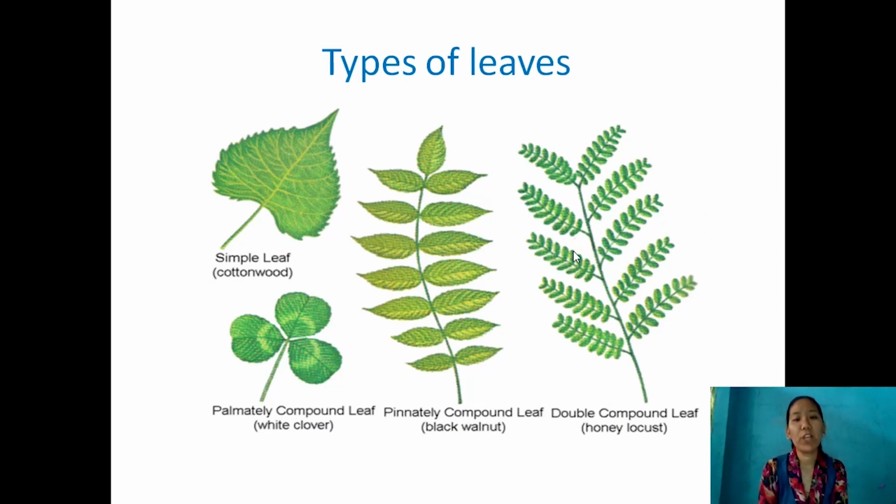Now, types of leaves. We know that leaves are borne on the stem at the node, and in between them there is an axillary bud. Here this is the margin of a leaf and this is the midrib. If the margin of the leaf does not incise and touch the midrib, then such a type of leaf is called a simple leaf. This is a simple leaf. The margin does not touch the midrib.